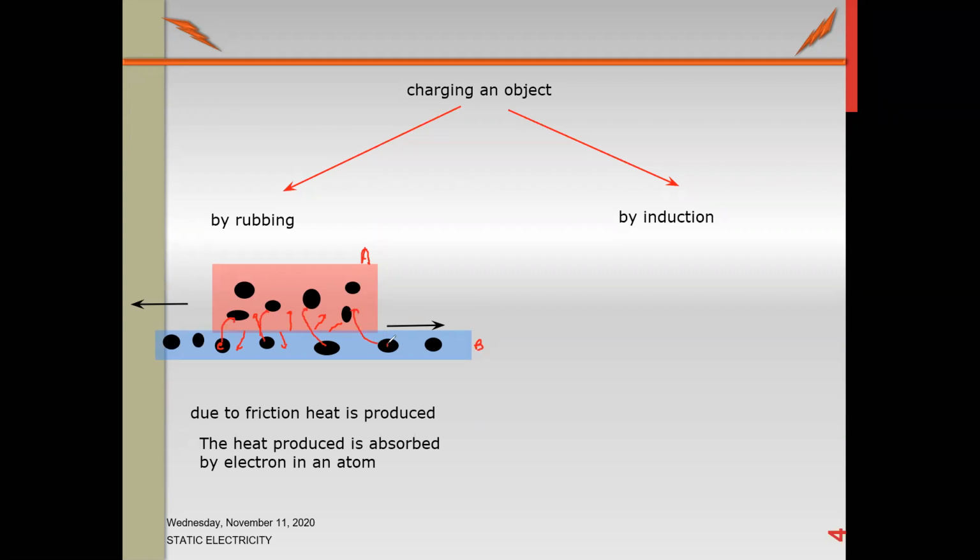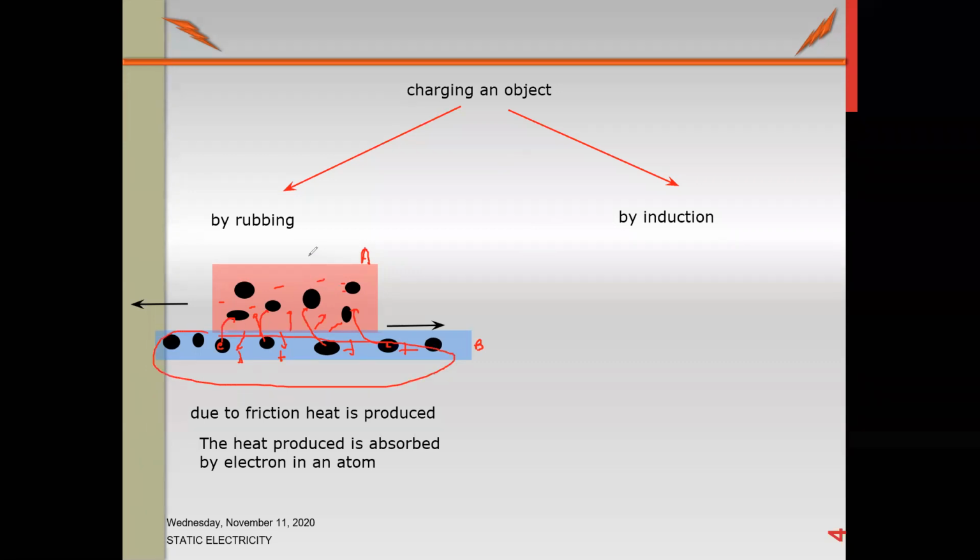Electron jumps from material B to material A. What will be the charge of material B? So material B will get a positive charge because it is losing electrons. And as electrons jump to material A, it will have more electrons. So what will be the charge? The charge will be negative.